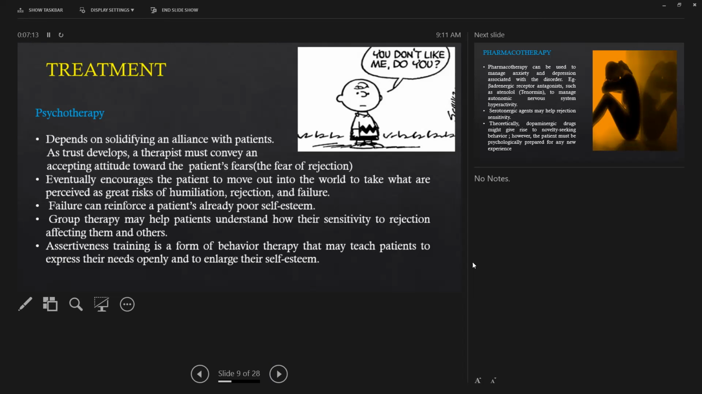Group therapy may help patients understand how their sensitivity to rejection is affecting them as well as others. Assertiveness training is a form of behavioral therapy that may teach patients to express their needs openly and to enlarge the self-esteem.